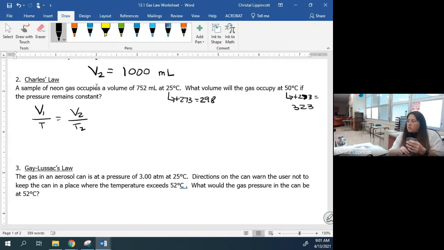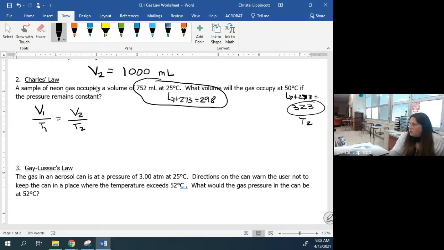Okay? So now we're going to substitute this in. These are my initial values, so they are going to go in on this side. And this is my T2 value. So V1 is going to be 752. We're going to divide that by 298. We're solving for V2, and our T2 is 323.